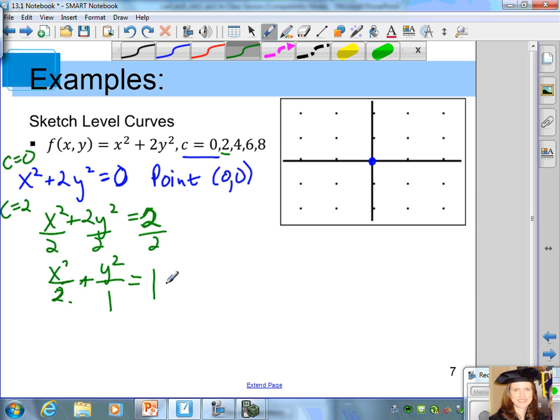This is a graph of an ellipse where you would go square root of 2 units to the right, which is about 1.4, and the square root of 2 units to the left, which is about negative 1.4. You're going to go up 1 on the y-axis and down 1 on the y-axis. And that contour line, when the c is 2, is the graph of this ellipse.